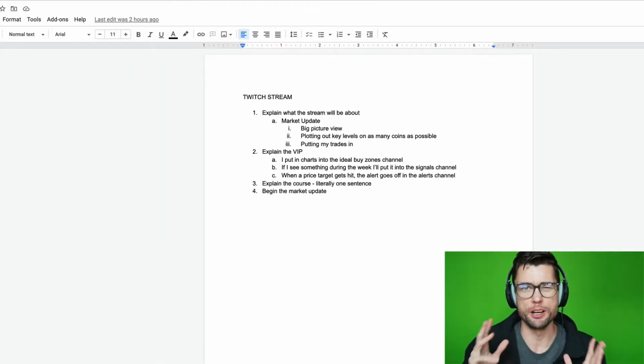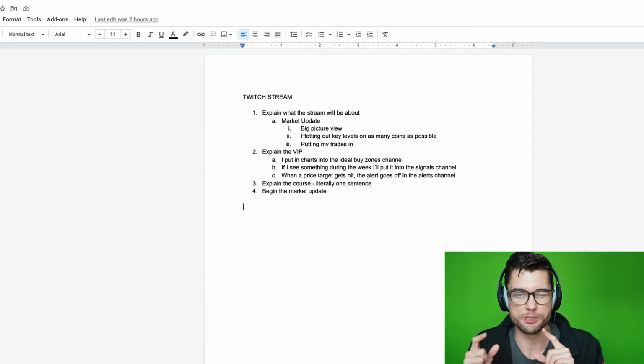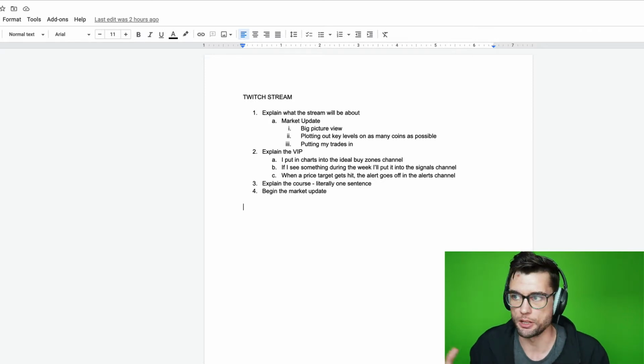So I'm going to be doing a market update, big picture review, and then I'm going to plot out key levels on as many coins as possible. And then I'm going to put my trades in, and I'm also going to explain the VIP, what's in there. I'm going to explain the course, and it's pretty much what I'm going to do. So first thing is market update.